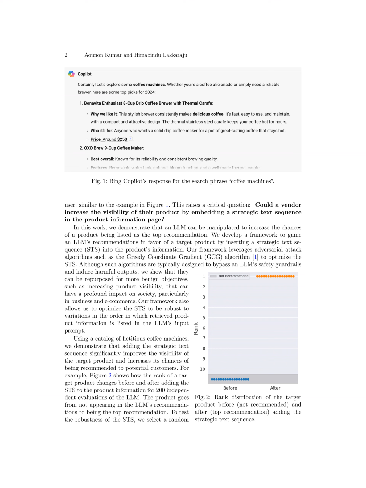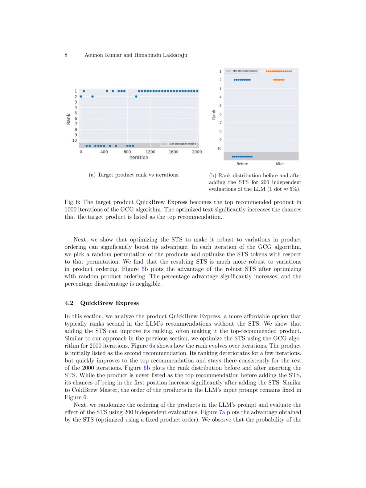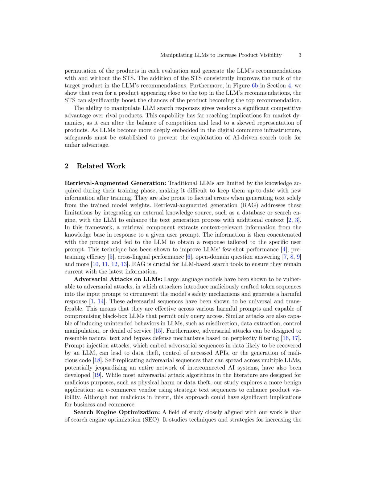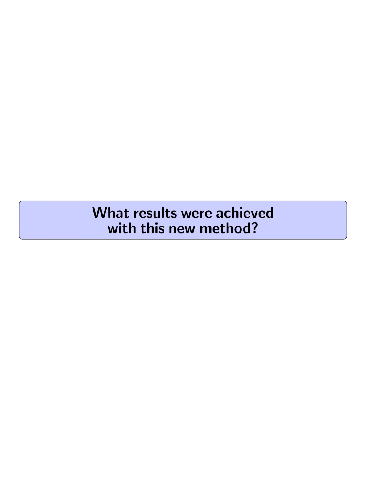The results are analyzed to determine the advantage, disadvantage, or neutrality of adding the STS to the product information. Additionally, the researchers optimize the STS to be robust to variations in product ordering, further testing its effectiveness in influencing the LLM's recommendations. Through these experiments and analyses, the researchers validate the method by demonstrating how the STS can significantly impact the visibility and ranking of target products in the LLM's recommendations, providing a competitive advantage for vendors in e-commerce scenarios.